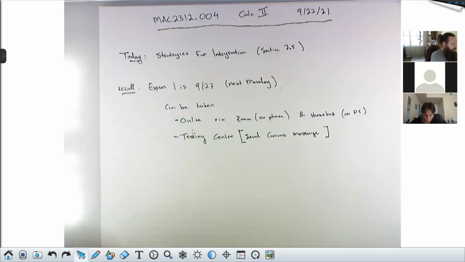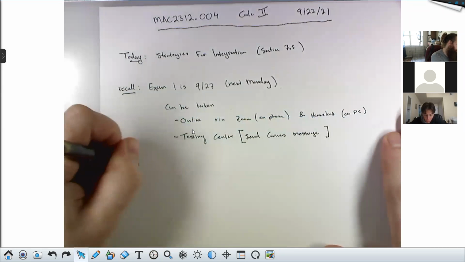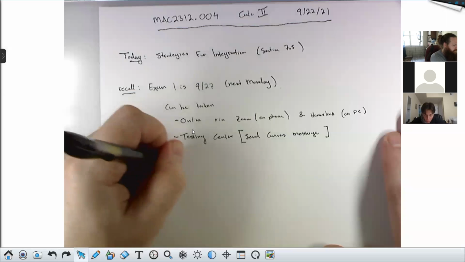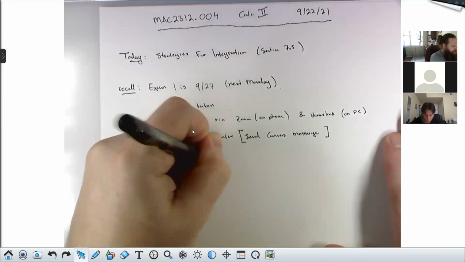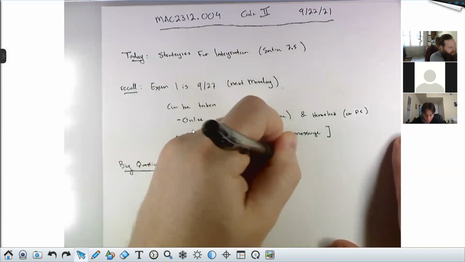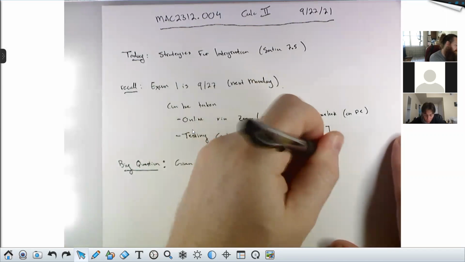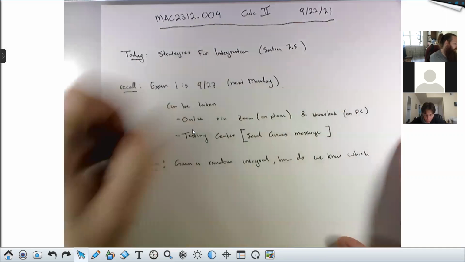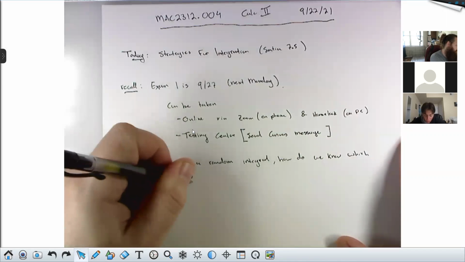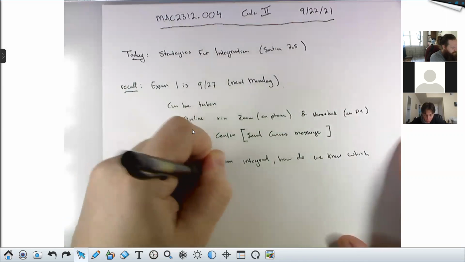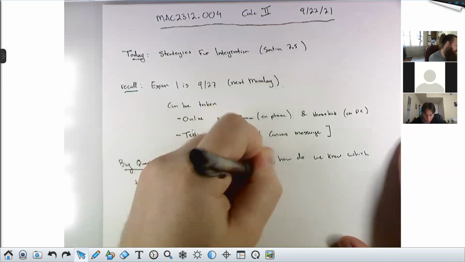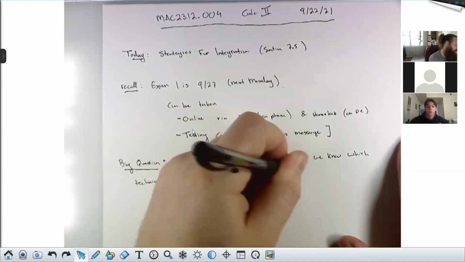So getting to the material, the big question for today is, given a random integral, whatever, random integral, how do we know which technique to use? Should I use integration by parts or trig sub or partial fractions or something else?